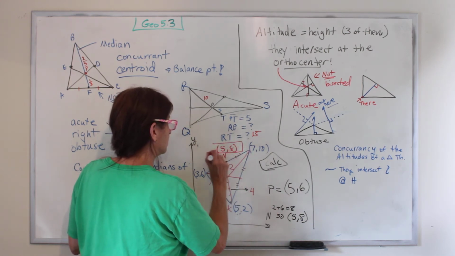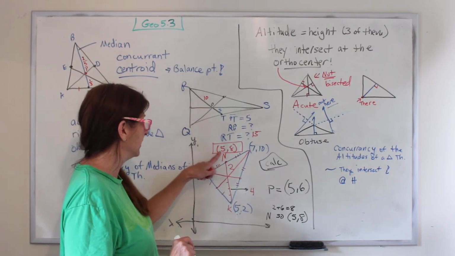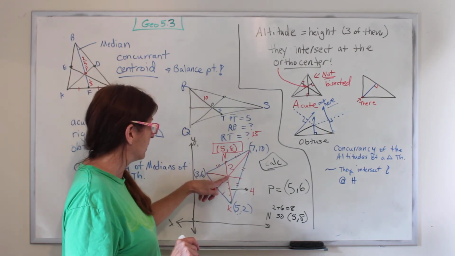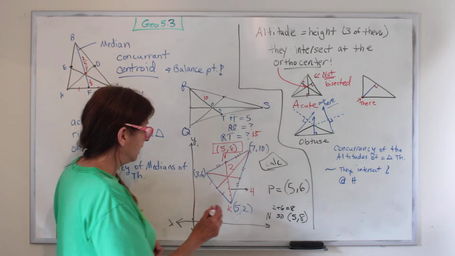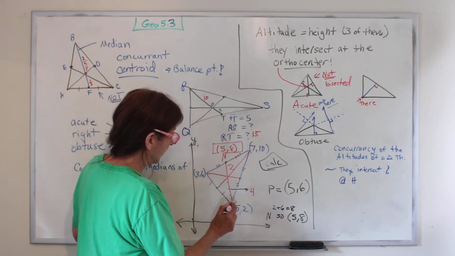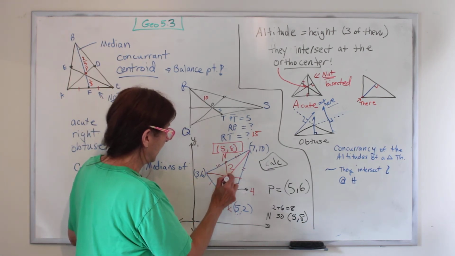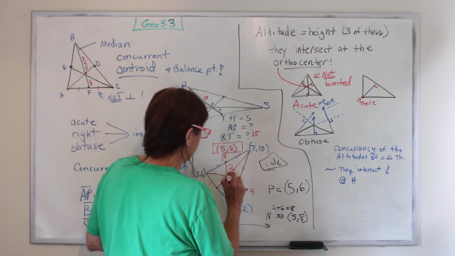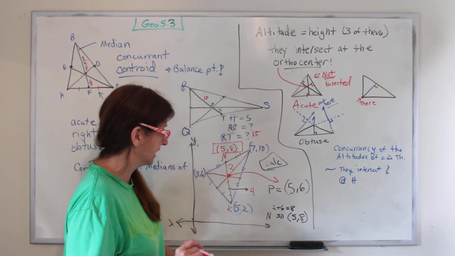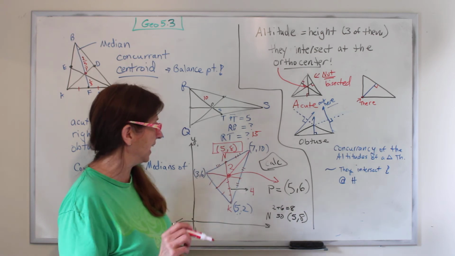So their first question was, what are the coordinates of N? It is 5, 8. And what are the coordinates of P? It's also on this 5 line. This is 2, 3, 4, 5, 6. So P right here is at 5, 6, and N is 5, 8.